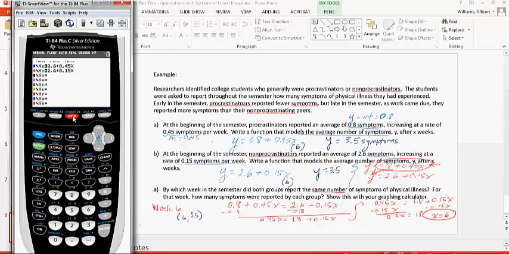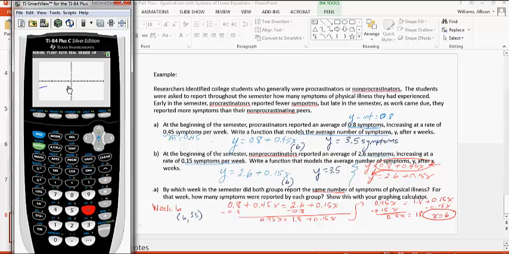And so then these numbers, 6 and 3.5, I could just look at a standard viewing window of -10 to 10, -10 to 10. So if I go to Zoom, come down to 6 and select standard, that's going to give me a standard viewing window. You can see my first function and then my second function. The y-intercept for the procrastinators, which is this blue line, is lower. So the starting point for the procrastinators is lower than the starting point for the non-procrastinators. But the non-procrastinator symptoms don't increase as quickly, while the procrastinators increase a little bit more rapidly, and their point of intersection is right there.